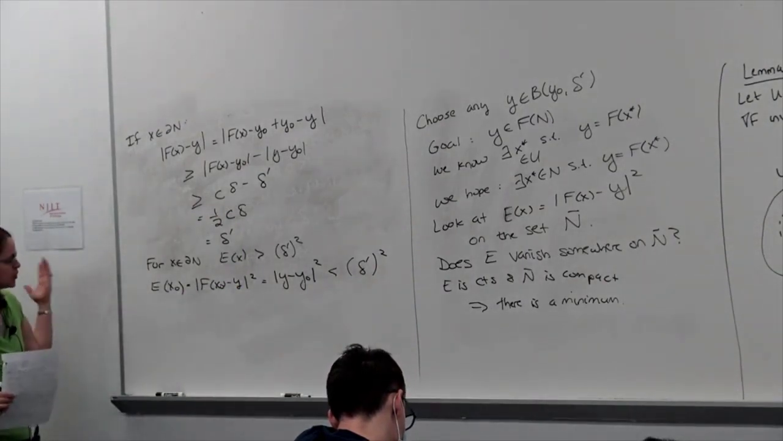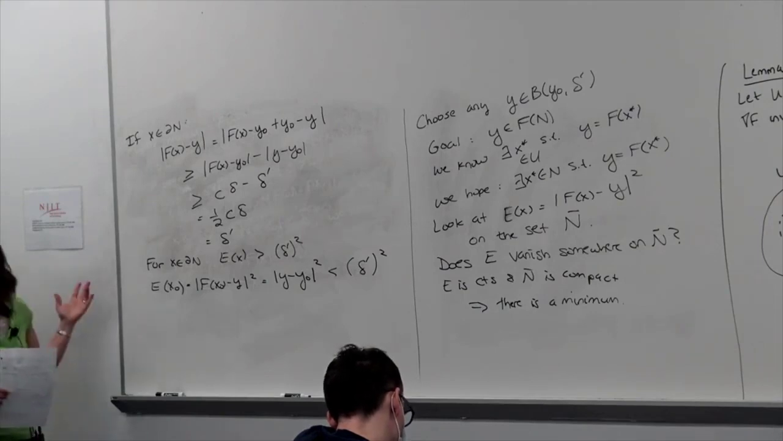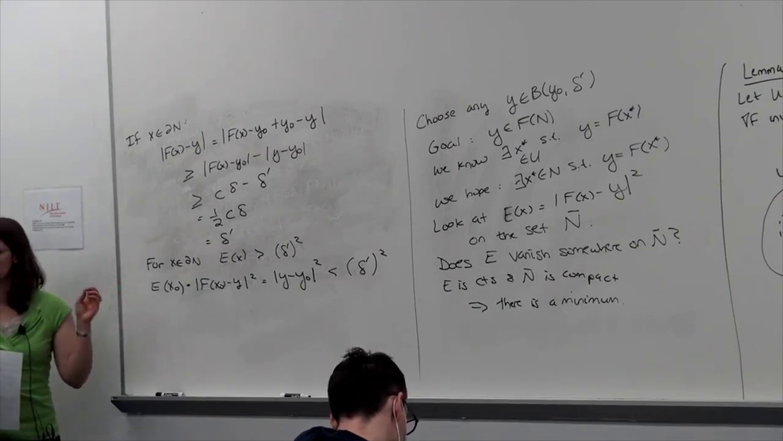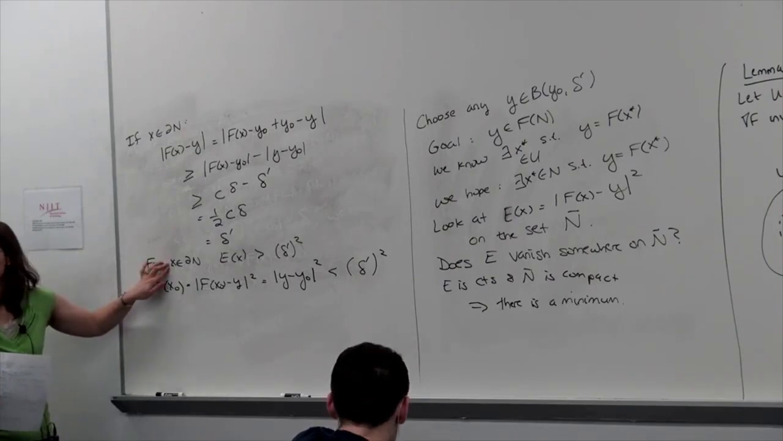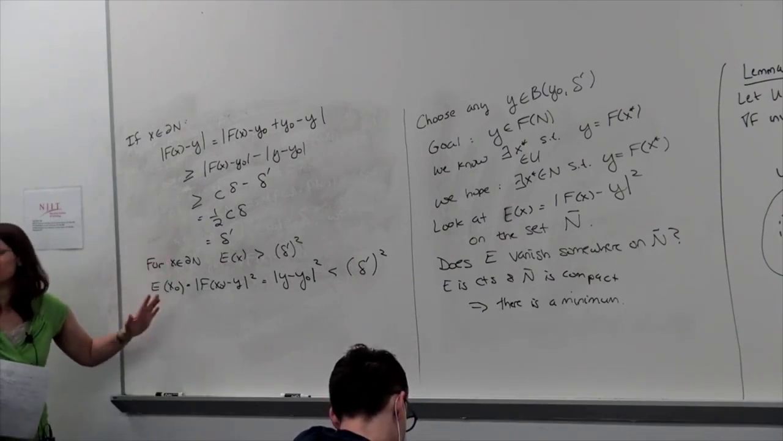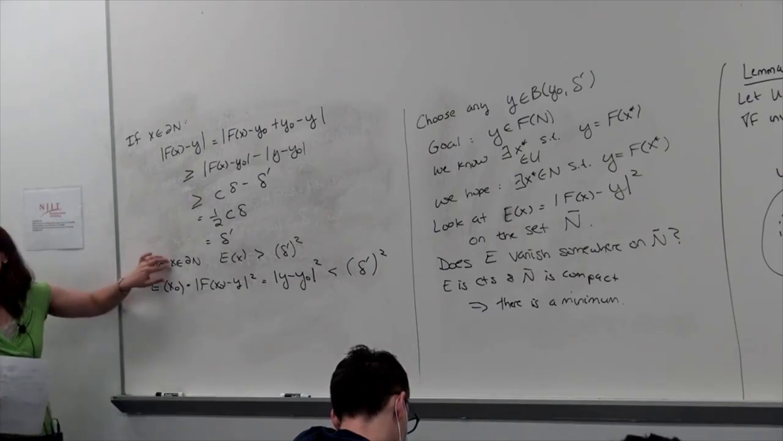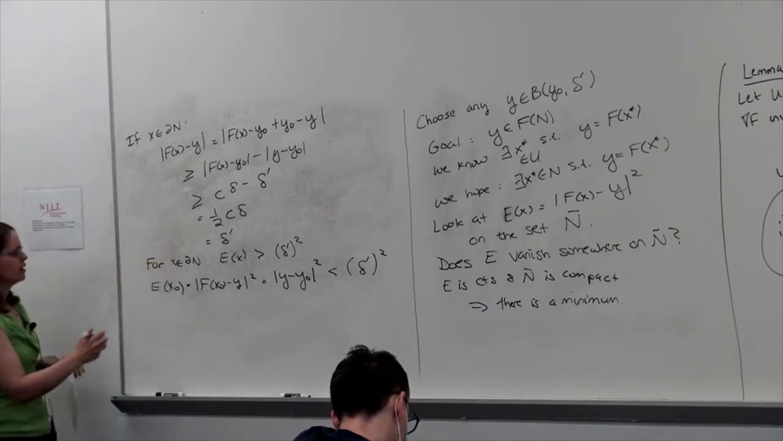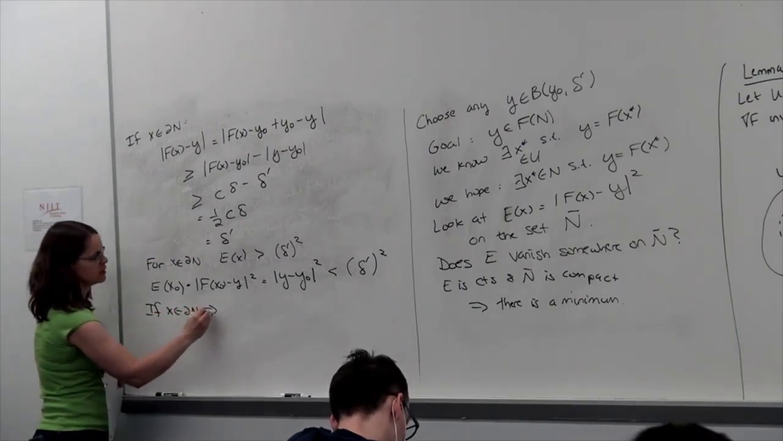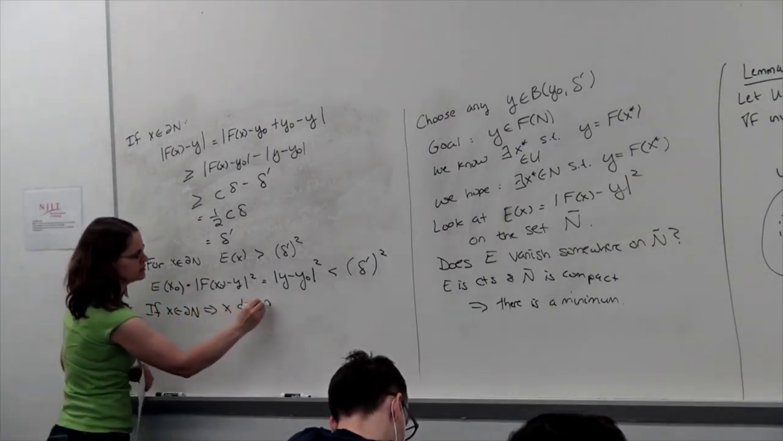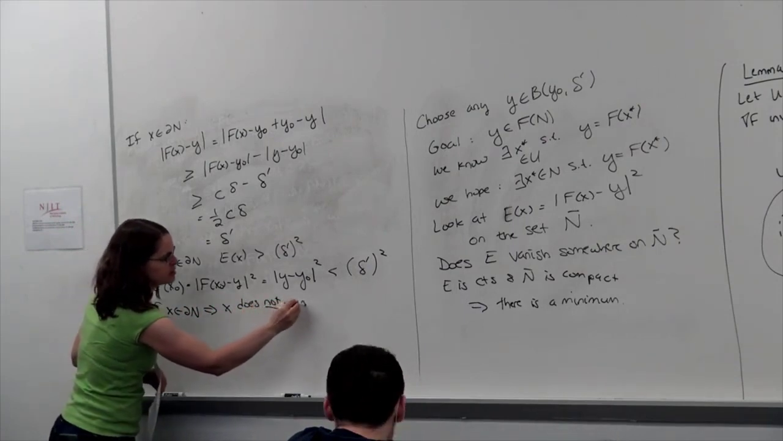Okay, so I've plugged two different points into my function E, got two different values. One of them is strictly bigger than the other one. So this guy is not the minimizer. This guy may be the minimizer, it might not be the minimizer, I don't know. But this guy is certainly not the minimizer. All right, so if x is on the boundary, x does not minimize E.